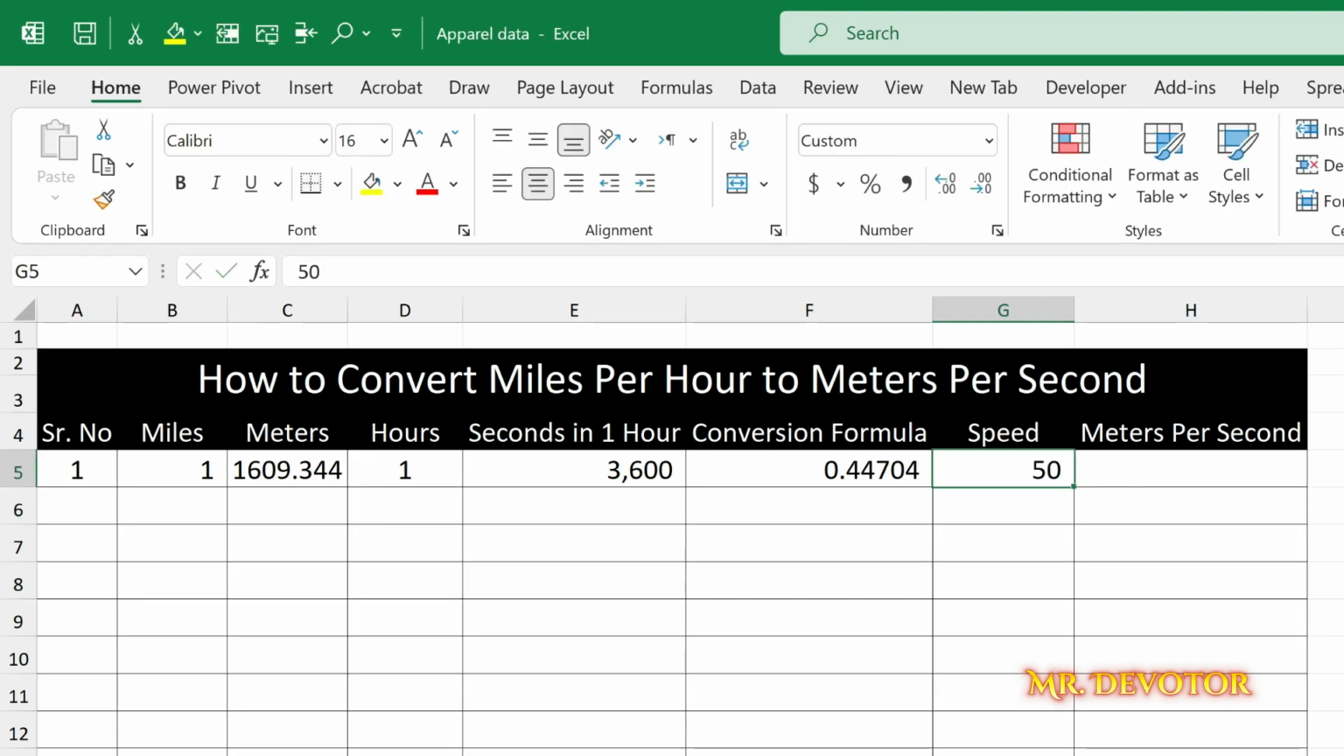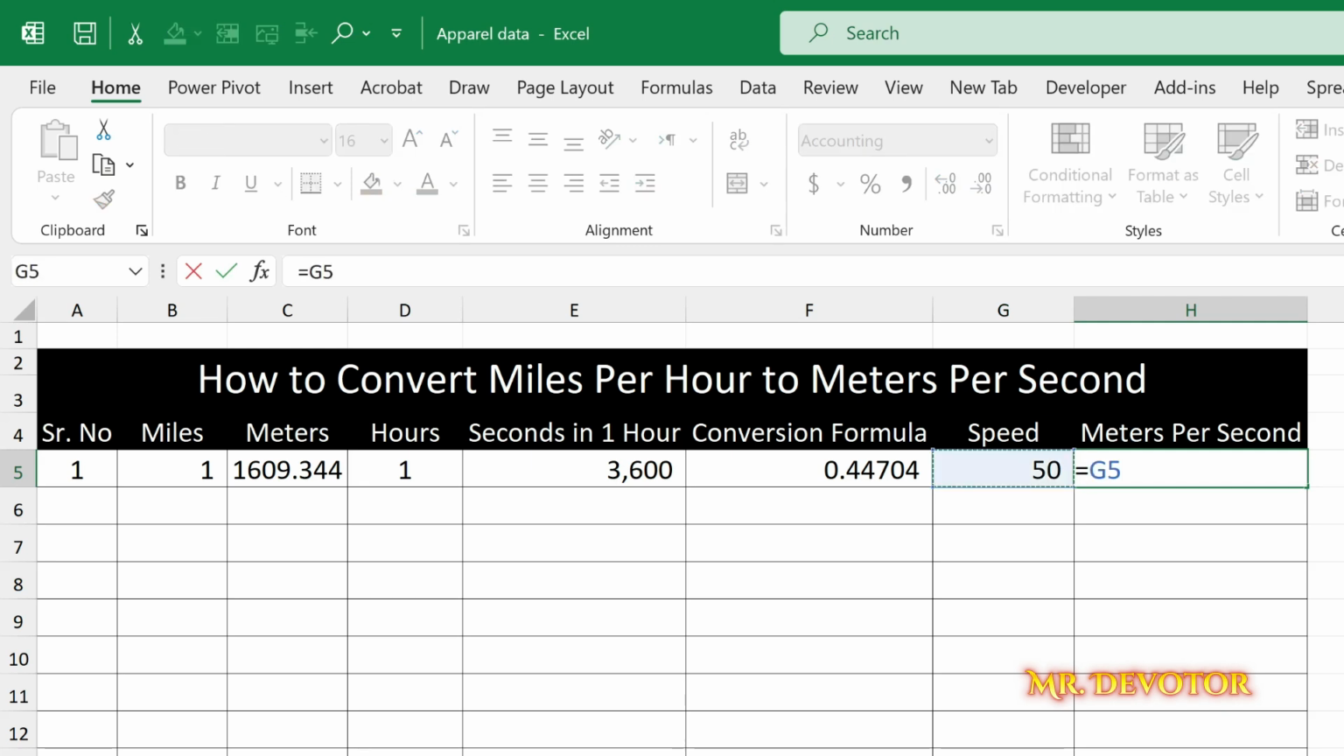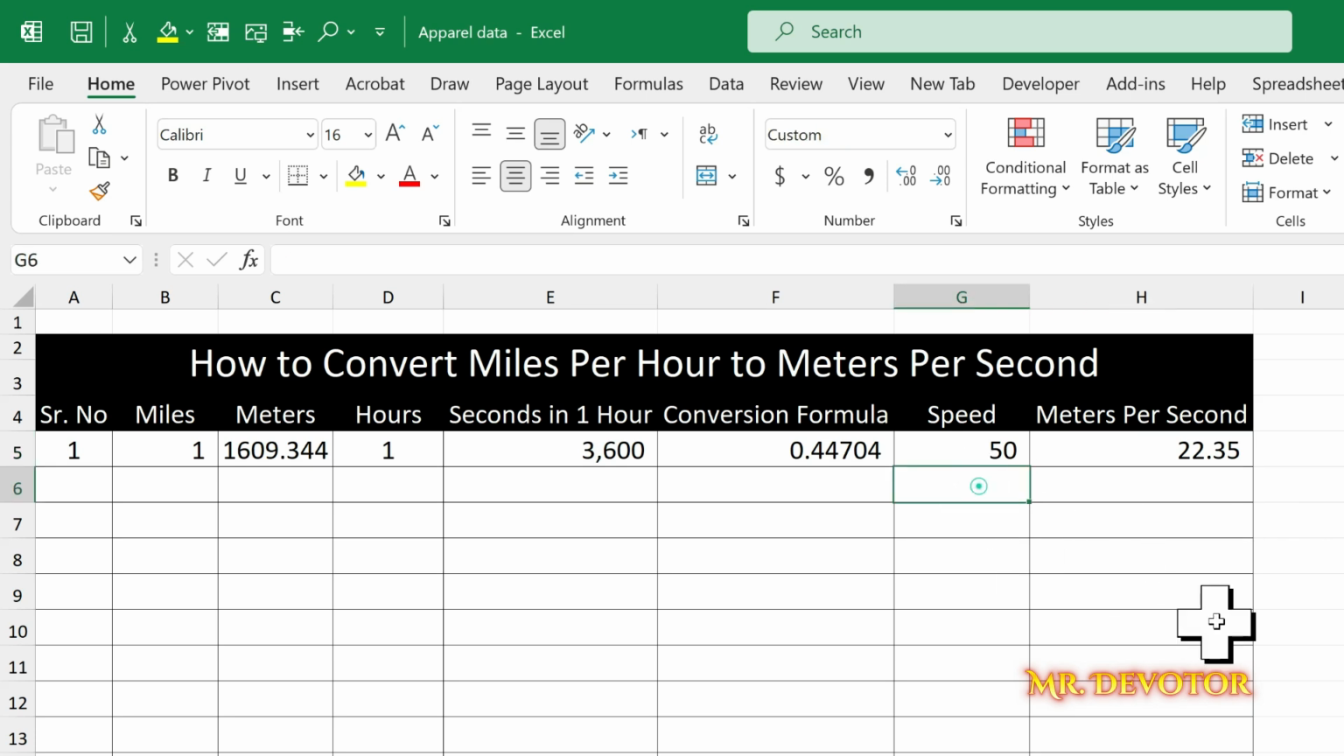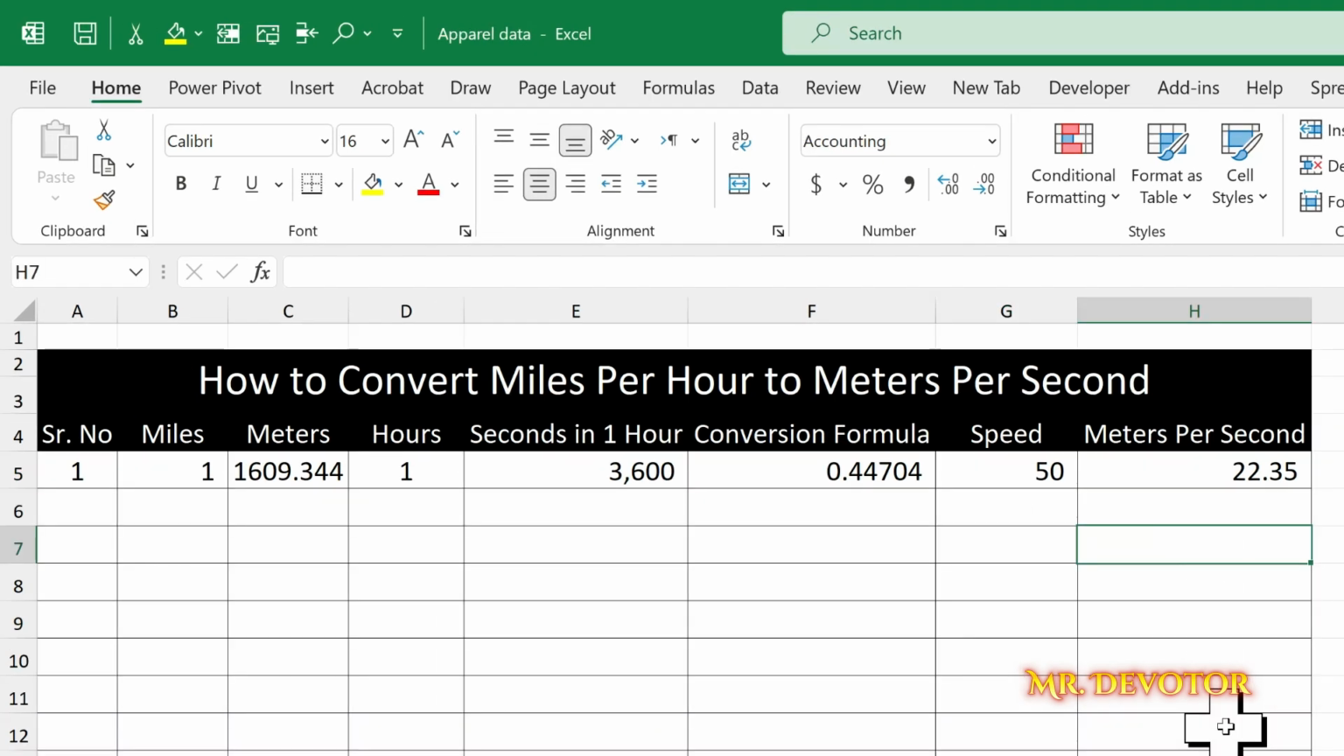If a car is moving at 50 miles per hour, then 50 times 0.44704 is equal to 22.352 meters per second. So 50 miles per hour becomes 22.352 meters per second.